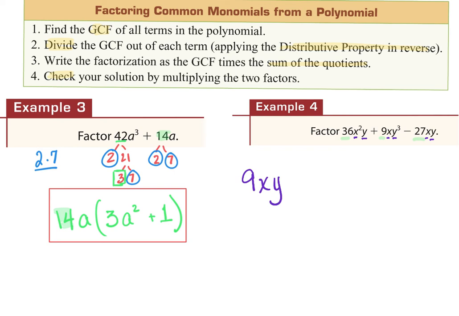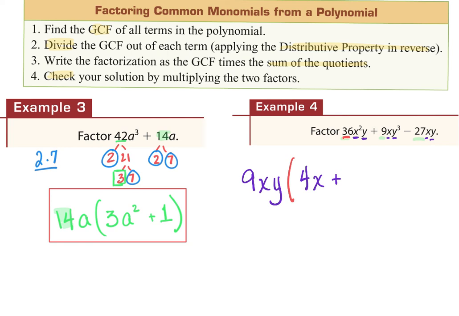Let's look at the inside. 36 divided by 9. What's 36 divided by 9? 4. It's just 4. I started with x squared y. I took out an x and a y. What am I left with? Just an x, right? So I started with 2 x's. I took one of them out, so 1 is left. I started with 1 y. I took 1 out. There's none left. All right?